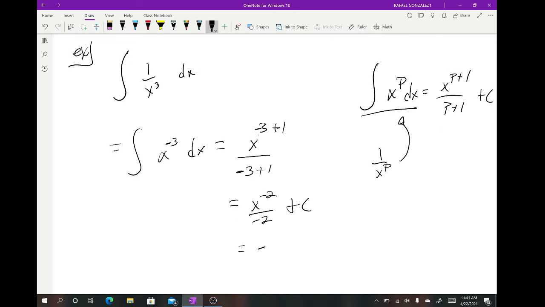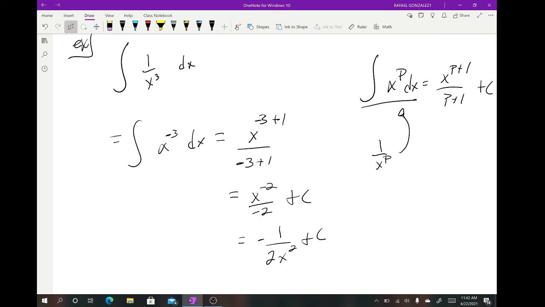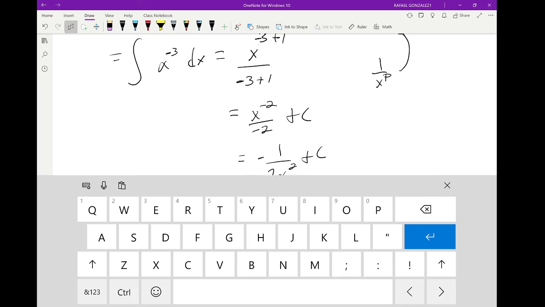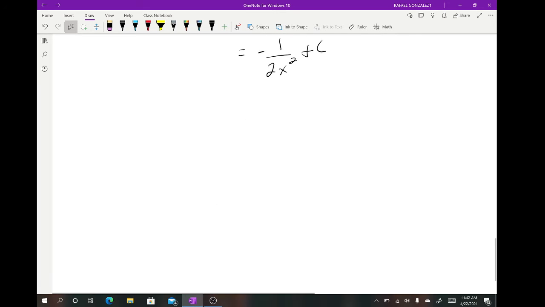If you want, you could bring down the x to the denominator because you have a negative exponent, so this is going to be negative 1 over 2 times x to the minus 2 plus c. That will be your solution. You could keep the negative sign in the denominator for the 2, but I like to put it in the middle, so the power is positive here. Either way is perfectly fine.